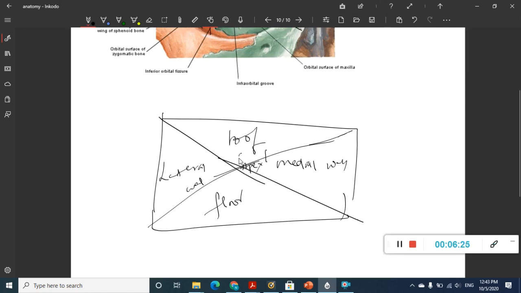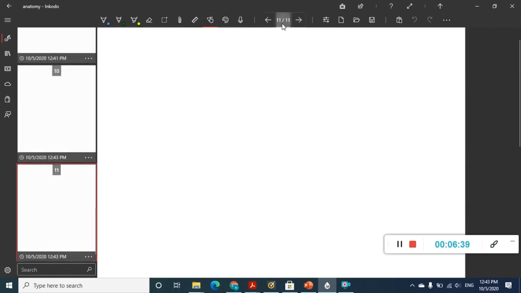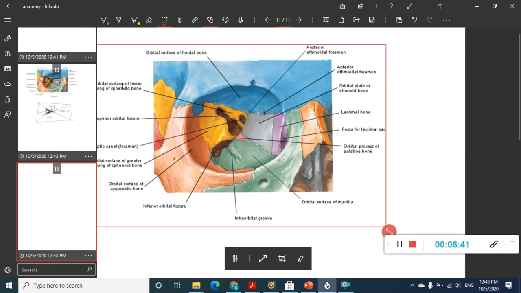Okay, and here you see the optic canal, and here you see the superior orbital fissure. So dividing this optic canal and superior orbital fissure, in the middle you have the apex that forms the main basis of division. Okay, so let us now learn the bones which are seen here.